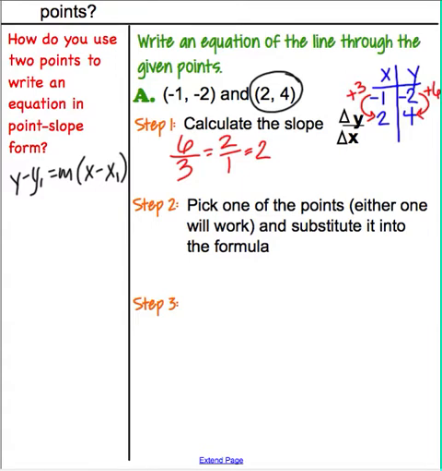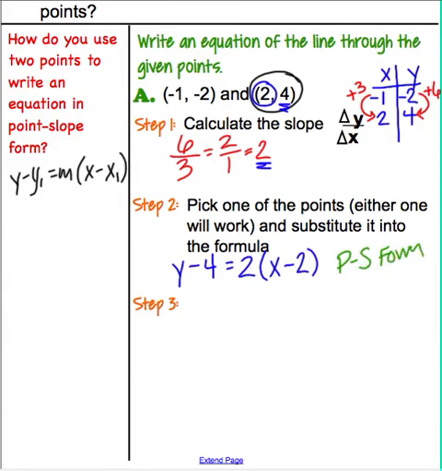So then if I put that into my formula, we get y minus y1, and y1 is going to be that 4, is equal to our slope of 2 times the quantity x minus x1, and x1 is our 2. So if you remember, this is point slope form. Now you'll notice there's a step 3. The reason why there's a step 3 is because we're going to take it one step further and we're going to solve for y.